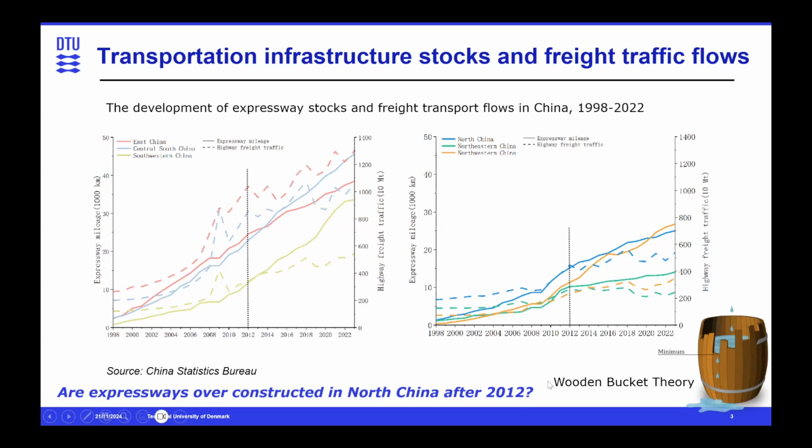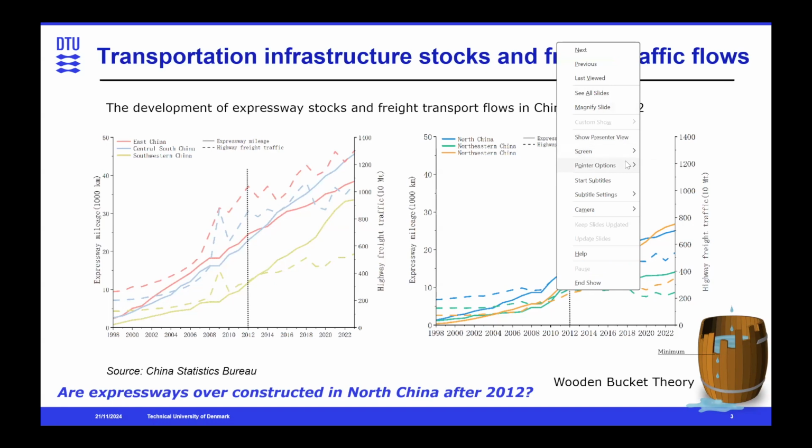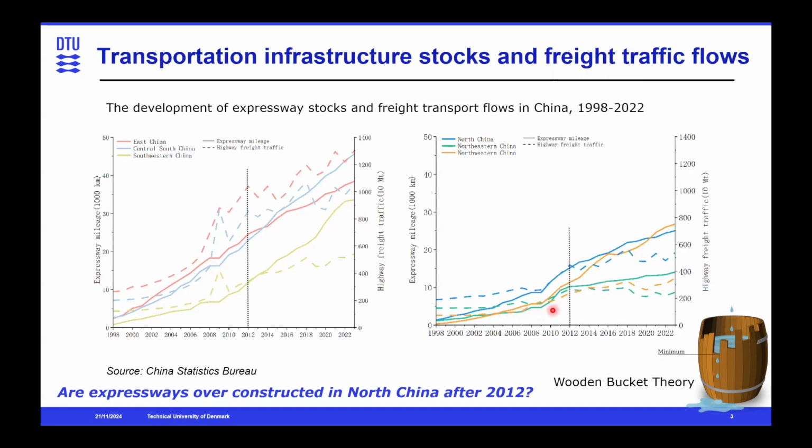This comes with the wooden bucket theory, because maybe before 2012 the transportation infrastructure and stocks were the shortness of economic development, and when you build a lot of roads, it will impact the traffic flows. But after 2012, the stock continued to grow, but the traffic flows stayed quite steady.